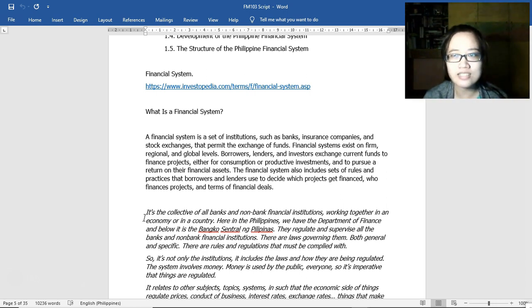Okay, so basically it's a place where there is an exchange of funds. From people who have excess cash, they put it in the financial institutions, and then those who need the cash, those who need the money, then they will borrow from the financial institution. So it's a kind of system where the demand and the supply for money or for funds meet. Okay, so financial systems exist on firm, regional, and global levels.